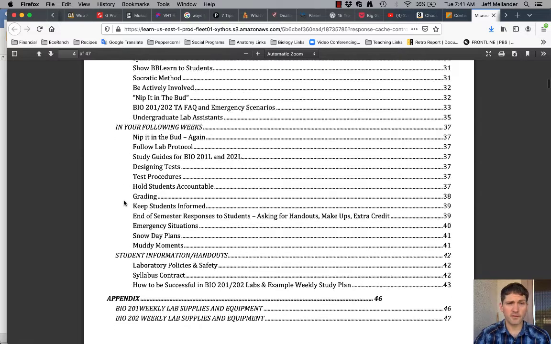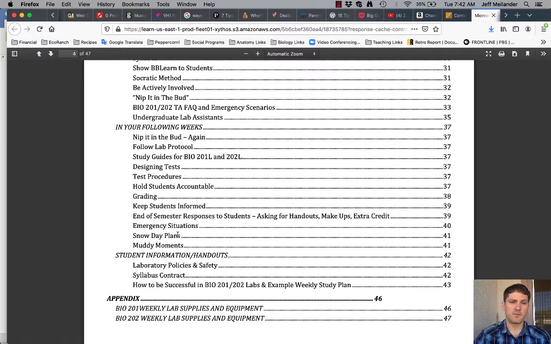And then as we move down in the following weeks, we've got information about testing. We've got lab protocol. We've got grading. We've got communicating with your students. We've got emergency situations. So if you ever find yourself having some kind of issue with a student or something with the lab breaks, what to do, you're going to want to read through this document just to have an idea of what we expect of you. You're a professional. You should be able to think on your own. So be prepared for the worst and hope for the best, right?